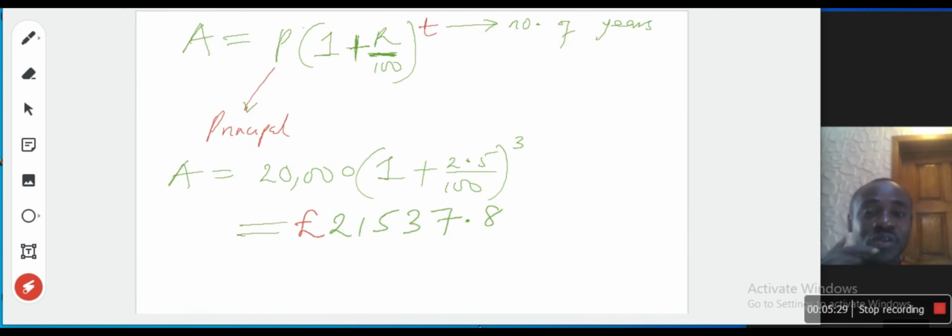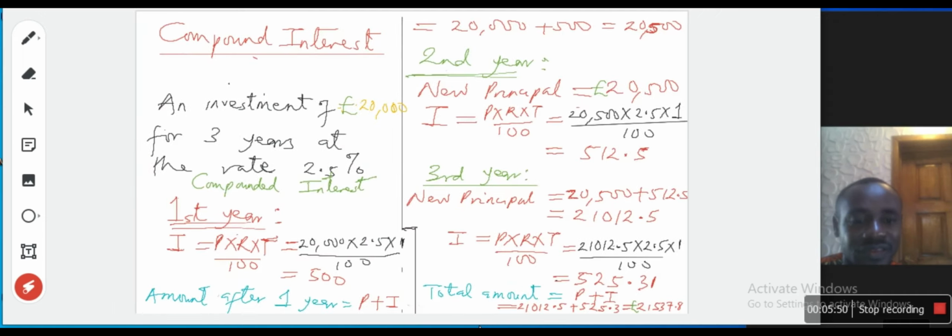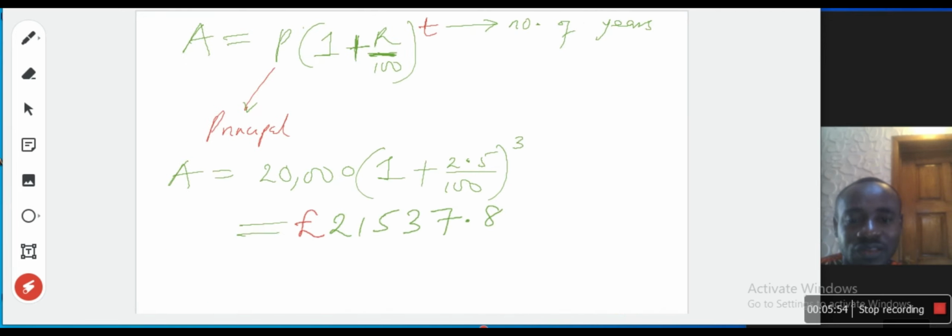Now, if you don't want to use the method I said, you can just use this. Amount is principal, open a bracket, 1 plus the rate, of course the rate is over 100, close the bracket, all raised to t, where t is the number of years. And you will get the same answer as what we got here. Whichever method you use, you will get the same answer.